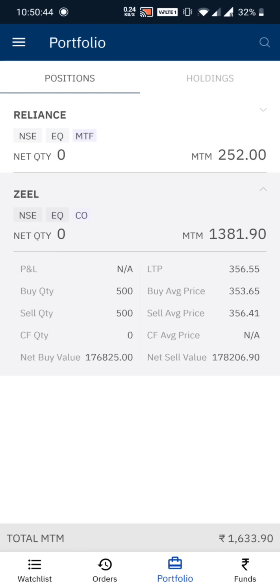So I took it at 353.65 and sold it at 356.41, almost 1% on the stock. Okay, so I just used 10,000 rupees as my capital. So almost 13% profit I have made on this particular stock within a negative market.